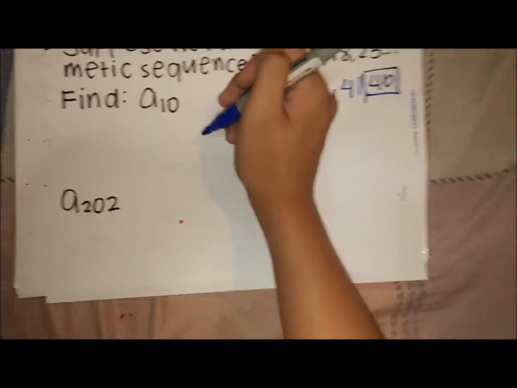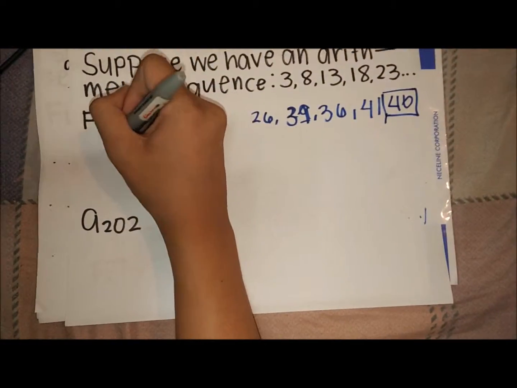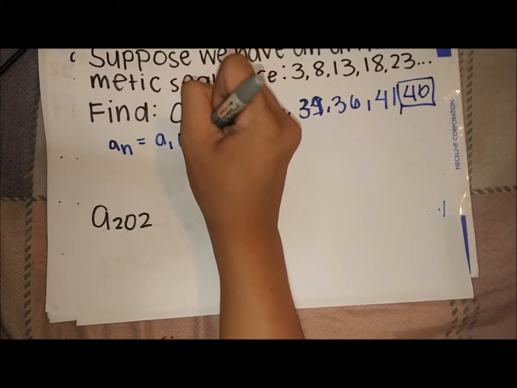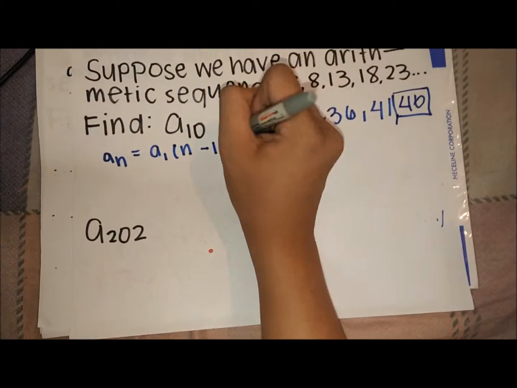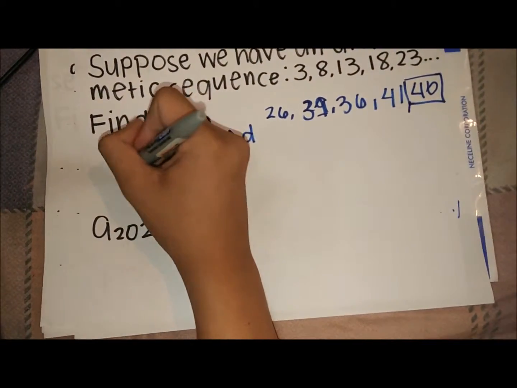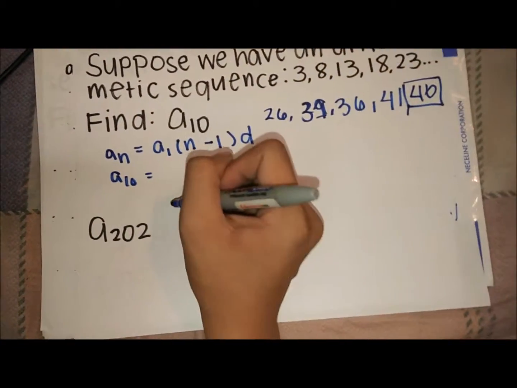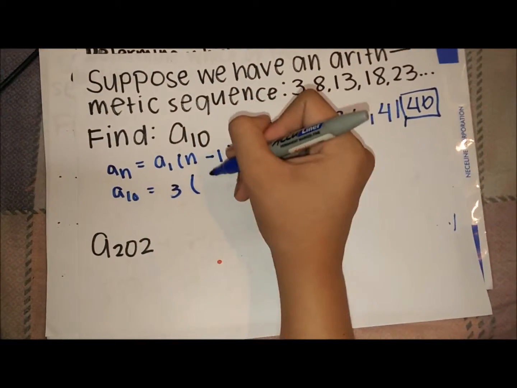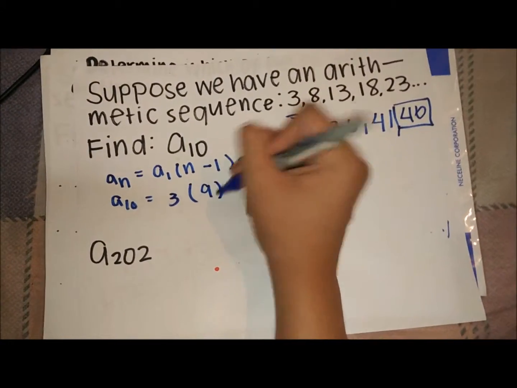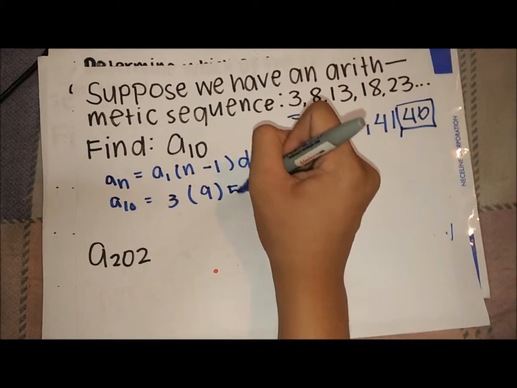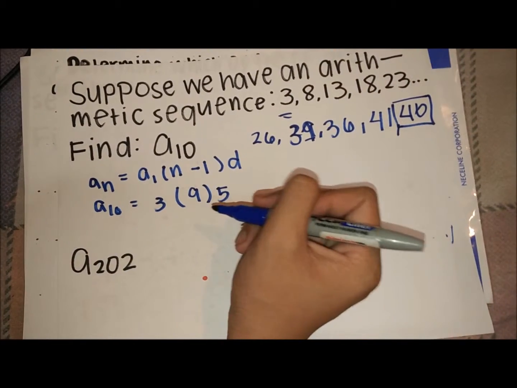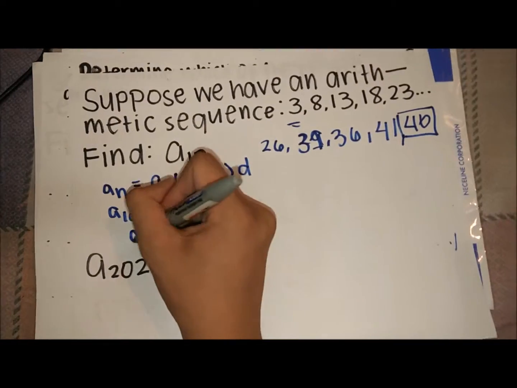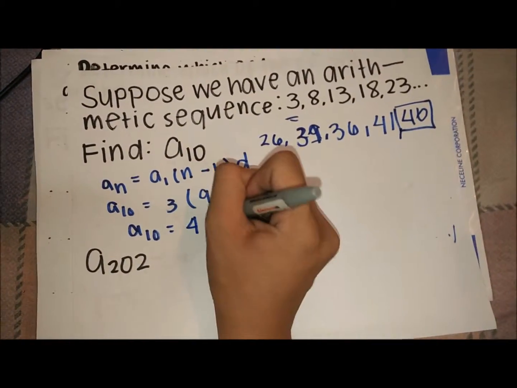And we can do it more algebraically by using the formula a sub n is equal to a sub 1 plus (n minus 1) times d. So, okay, a sub 10 is equal to a sub 1, which is 3, plus 10 minus 1, which is 9, times 5. So, 9 times 5 is 45, plus 3. So, a sub 10 is equal to 48.